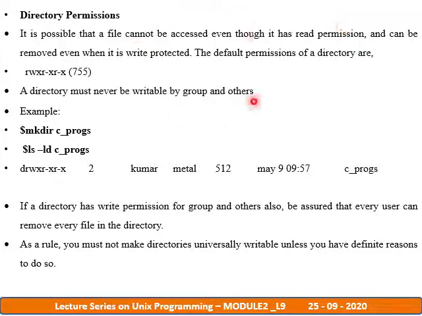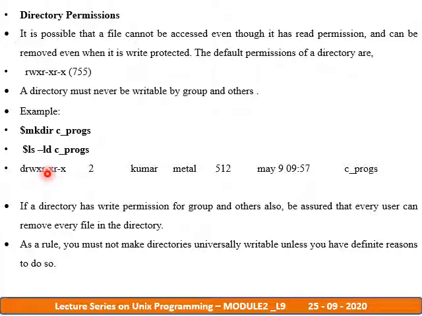Consider this case with the default permission 755: read, write, execute permission for user, only read and execute permission for group, and read and execute permission for others. So the directory must never be writable by group and others. If you check the directory with the details, it is going to show like this. If a directory has a write permission for group and others also, be assured that every user can remove every file in the directory.